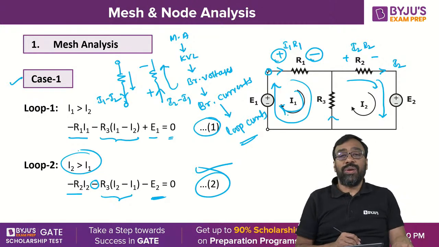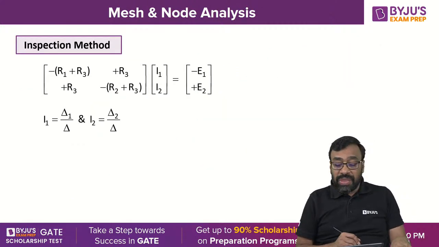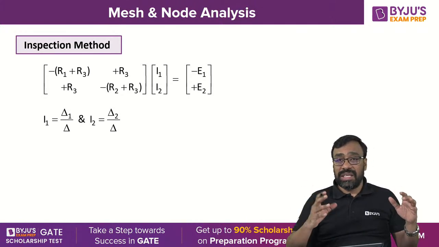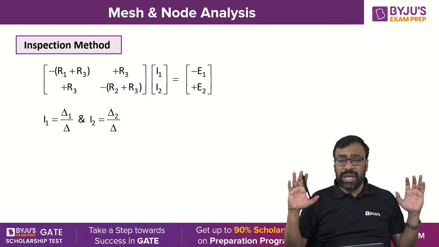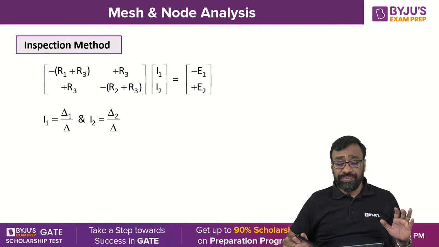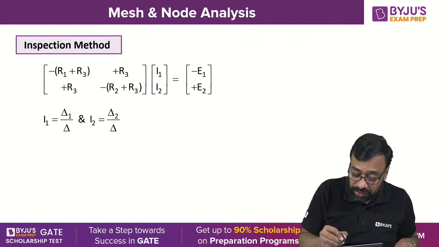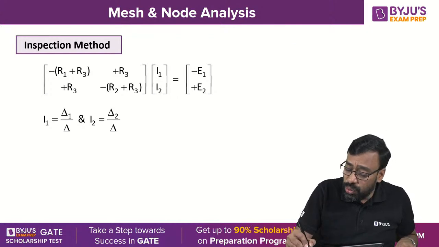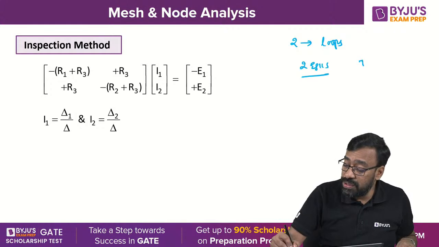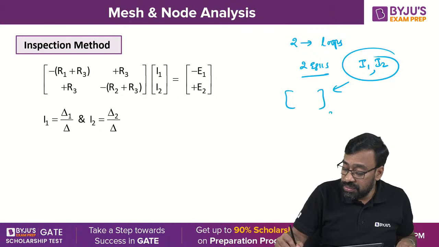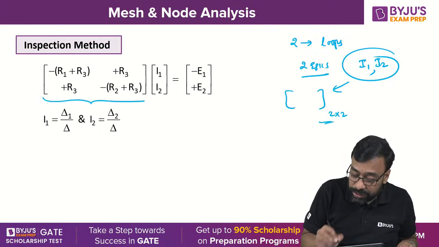Now I'm going to explain the important technique called the inspection method. According to the inspection method, you can directly get the equations in matrix form. You understand? How do you write the equations directly? Look at this, all of you. You have two loops and two equations required. That means two variables, I1 and I2. That means you get a 2 by 2 matrix.